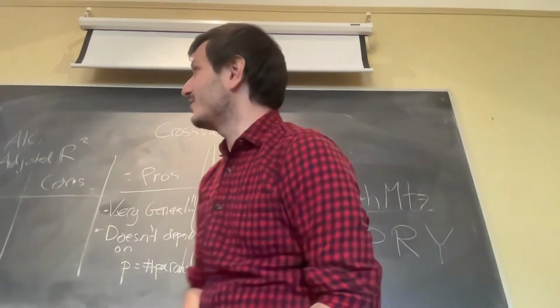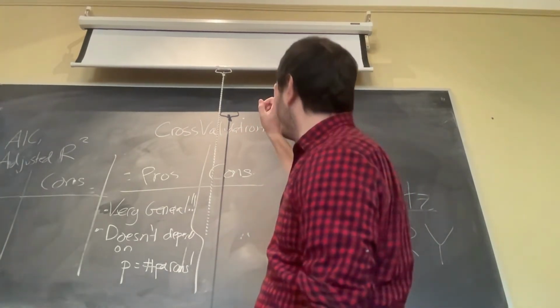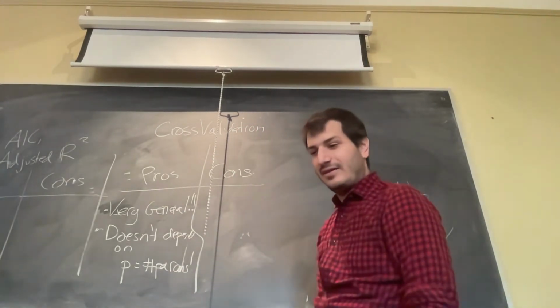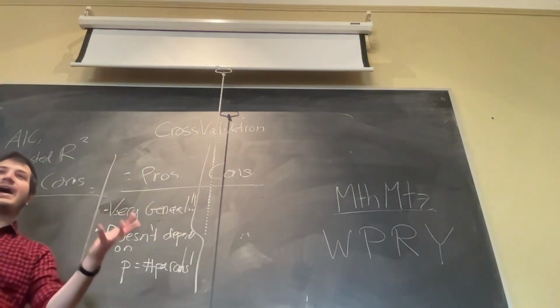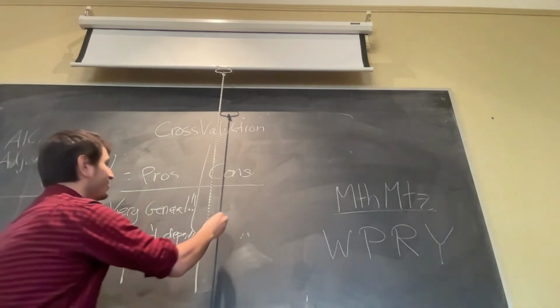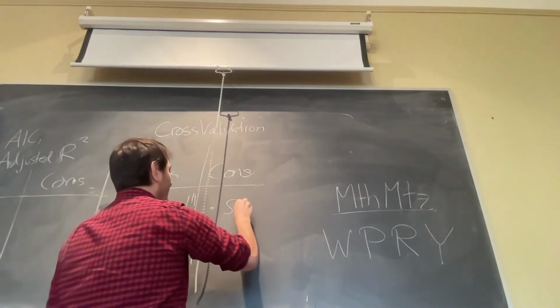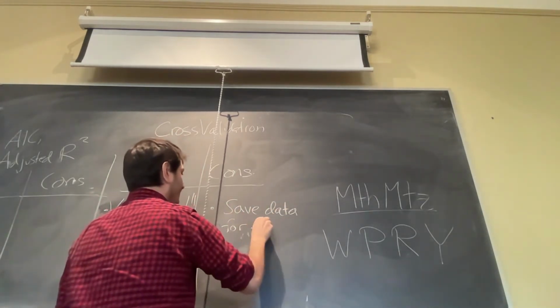What else do people say? Yeah, good for small data sets and reliable. I think the thing about cross-validation, the only con I can think of, is that when you do cross-validation, you have to train your model on not your entire data set. This is really the only con: you have to save data for testing.